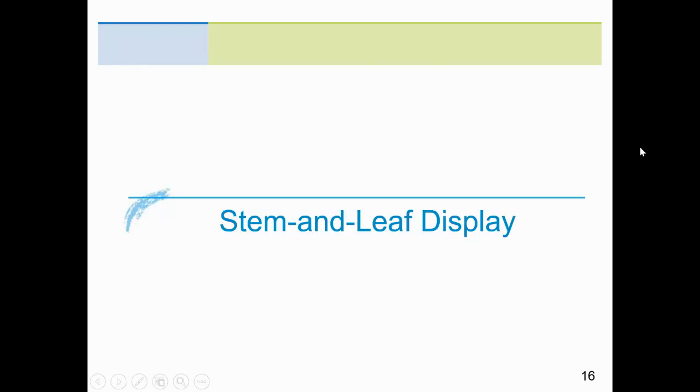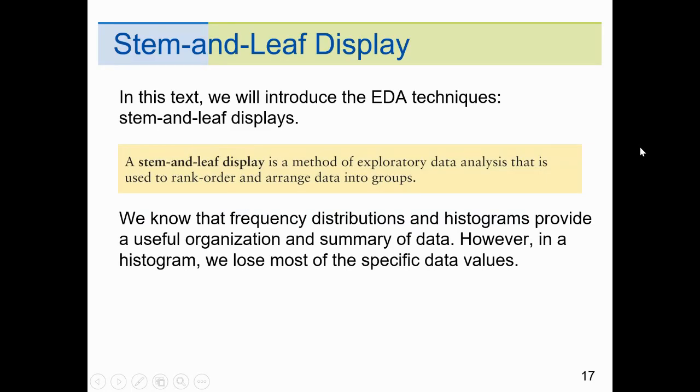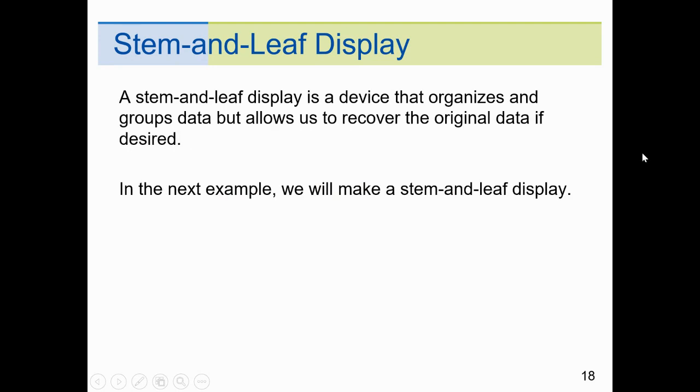Stem and leaf, yeah, you'll be asked to do this one. It's really simplistic. It's a method of exploratory data analysis that is used to rank, order, and arrange data into groups. A stem and leaf is a device that organizes and groups data, but allows us to recover the original data if we need to.